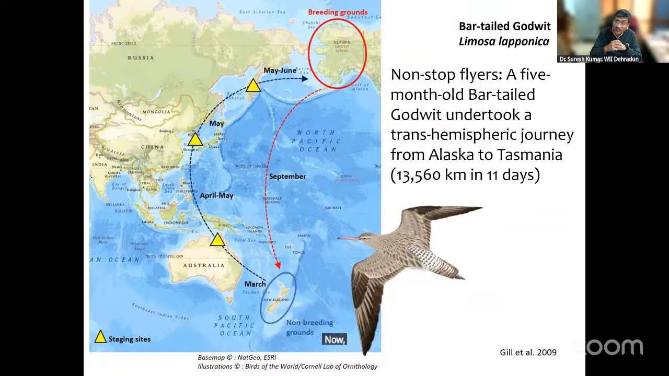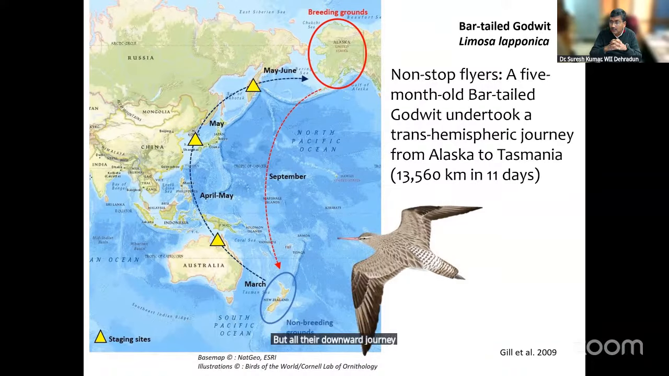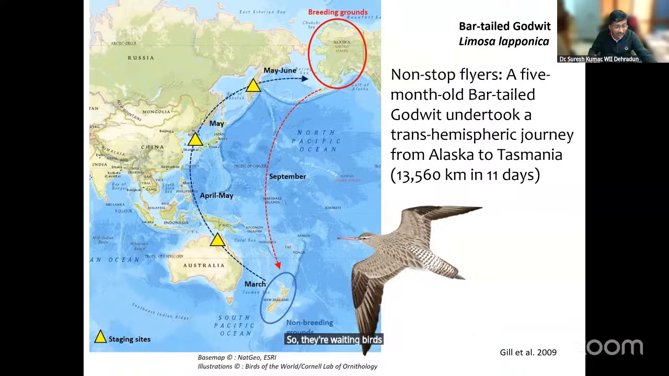Now, on the return, they will stop at several locations. There are some key stopover sites, foraging grounds, and then they return. But on their downward journey, they do what is known as non-stop flight over water. They are associated with water, but they cannot land in the middle of the ocean. So they are wading birds. They need to remain close to the land.